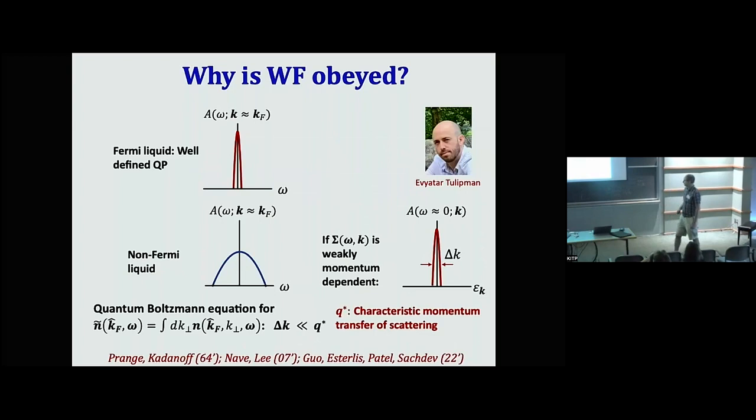This is the so-called Prange-Kadanoff reduction, and the condition for this equation to close is basically that the width in momentum space is much smaller than the characteristic momentum transfer in scattering, both elastic and inelastic scattering. Once you have this, you can derive a quantum Boltzmann equation, and once you have a Boltzmann equation, you have the Wiedemann-Franz law. This is what happens in these models. It's not guaranteed to happen in any non-Fermi liquid, even with a well-defined Fermi surface; one has to check. But in models where the scattering is relatively local, meaning Q star is large, this is expected to happen.